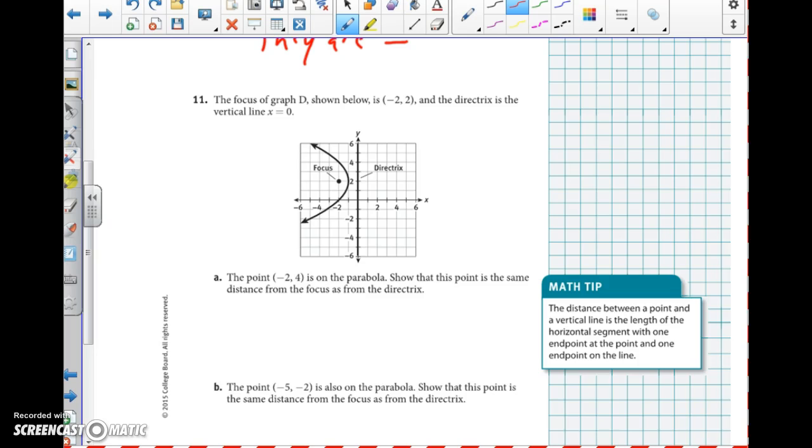The focus of graph D shown here is -2, 2, and the directrix is x equals 0. Look, the point -2, 4 is right there. How far is that from the focus? It's 2. That's easy to do. How far is that to the directrix? That's going to be 2 also. So they're going to be equal, 2 equals 2. Everybody understand? Once again, it just shows another time when they are equal to each other.